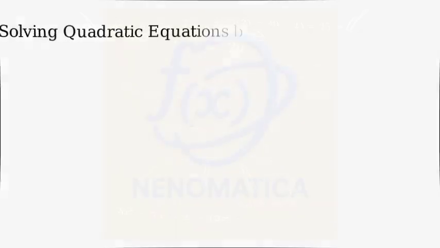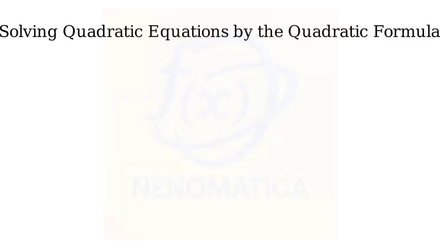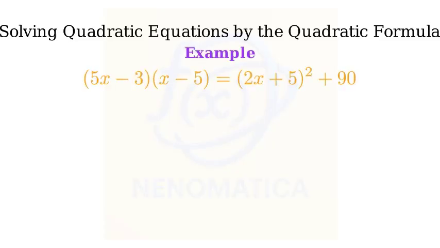In this example, we'll solve a quadratic equation step by step, mirroring the solution structure shown in the reference. Example: the equation is open parenthesis, 5x minus 3, close parenthesis, times, open parenthesis, x minus 5, close parenthesis, equals, open parenthesis, 2x plus 5, close parenthesis squared, plus 90.